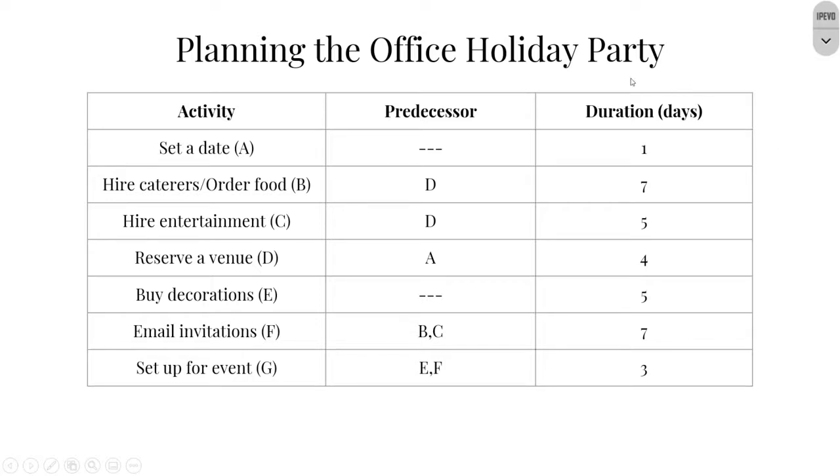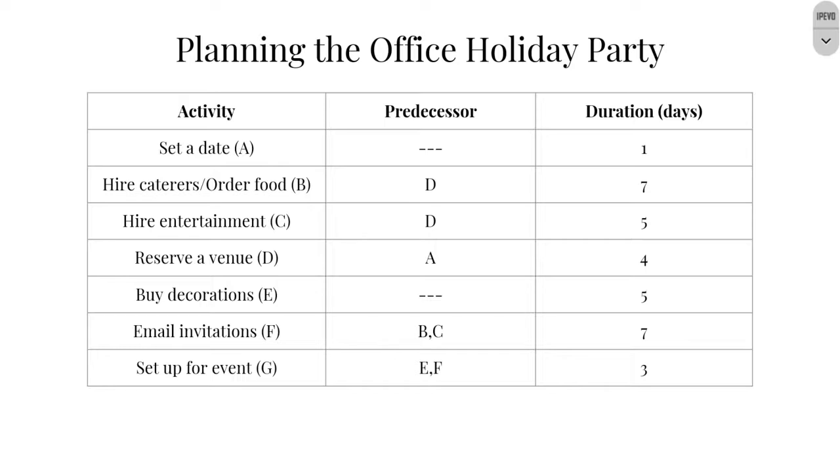And then I also know that these different activities require different amounts of time, right? So my final column is my duration. So a project network is going to help us organize these tasks in the most efficient way, so that I can plan my party in the most efficient way possible.